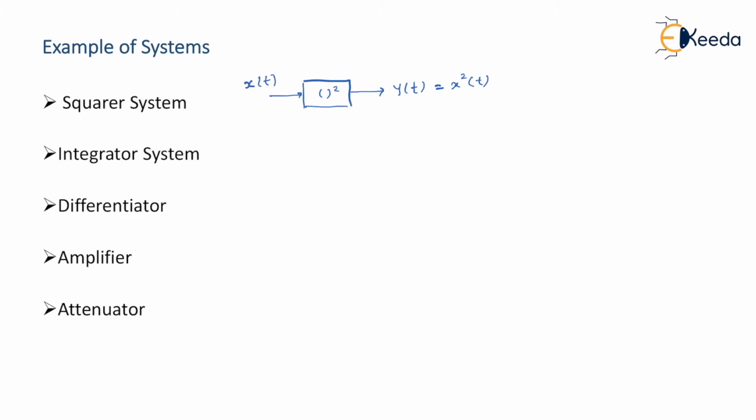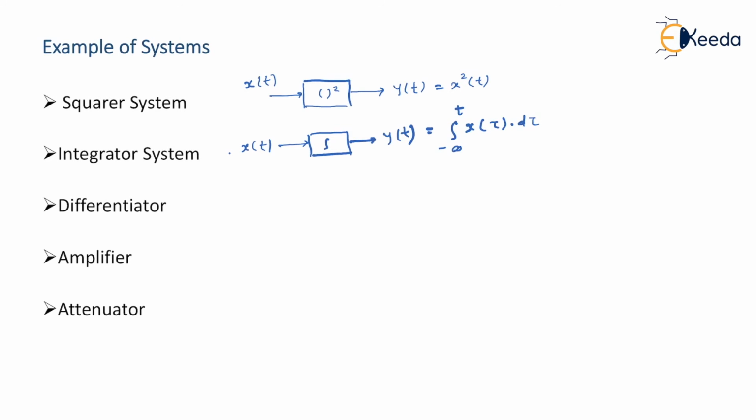For example, you can have an integrator system where, again, we have x of t as input and a system called an integrating system. After taking the integration of the input, it will produce output y of t. So the relation between y of t and x of t can be written as the integral from minus infinity to t (or tau) of x of tau d tau. Remember, this is the standard integrator system.